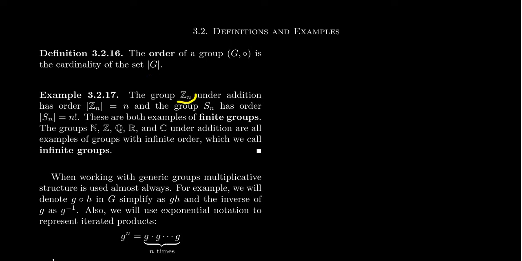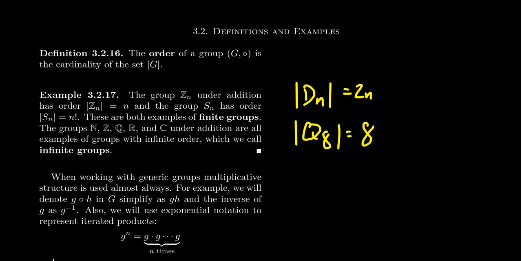We have seen examples of both types so far. For example, the group Zn with respect to addition is a finite group because Zn will have order n. The symmetric group Sn is also a finite group because Sn, the set of permutations, will have order n factorial. The group is itself not order n. Another example was the dihedral group, the set of symmetries of the regular n-gon. We will prove in the future that this group always has order 2n. There was also the quaternion group, a set of 8 matrices we introduced in a previous video. This, of course, is a group of order 8.